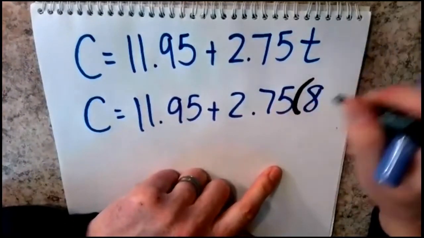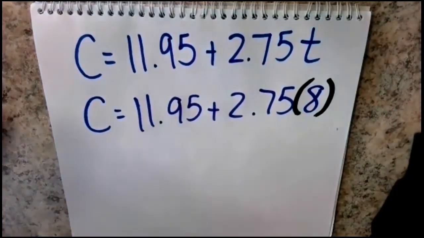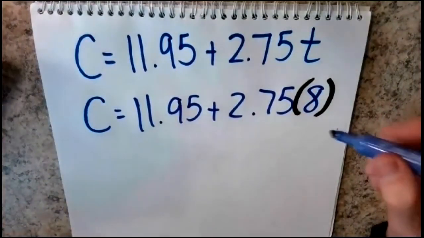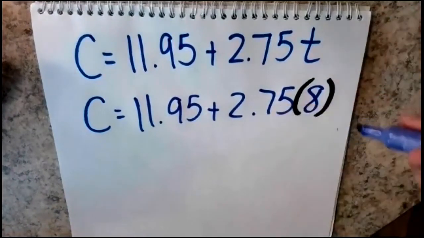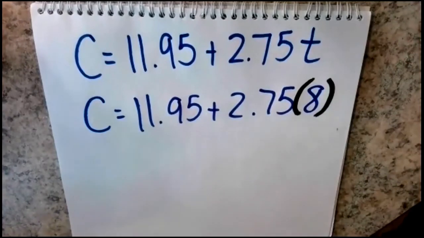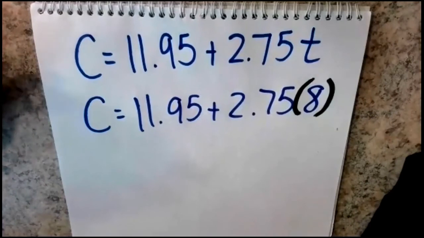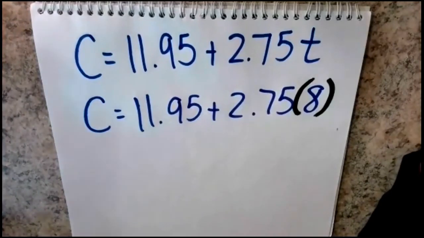Yeah, add the brackets, because remember what we talked about in algebra? What do brackets actually mean in algebra? The brackets mean if it's right beside a number and there's nothing between that number and the bracket, it just means times, right? So in this case, $2.75 times 8. All right, so we'll take a look at that here.